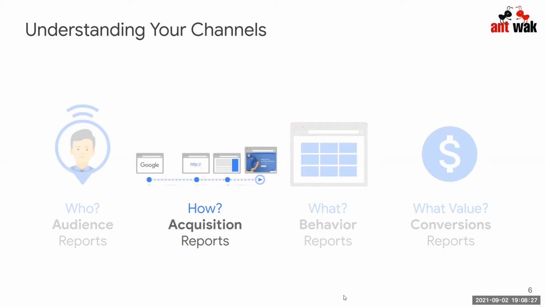CPC is a paid search campaign like Google text ads. Referral is used for traffic that arrived on your site after the user clicked on a website other than, let's say, a search engine. Email obviously is an email marketing campaign.